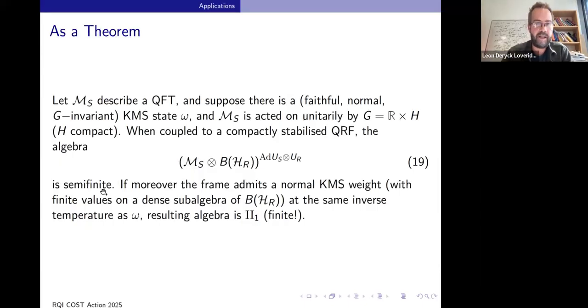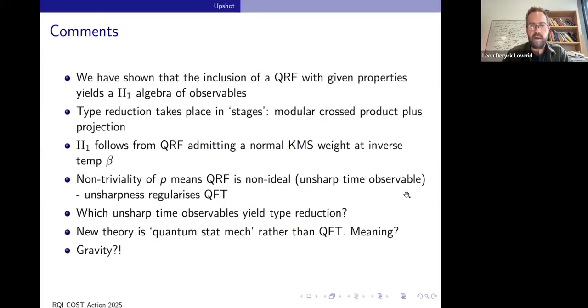is semi-finite, i.e. admits a semi-finite trace. Then if the frame admits a particular KMS weight, so that's a little bit more special, at the same temperature as the quantum field theory, then we get a 2-1 algebra. This algebra is finite. So we've gone from a 3 to a 2, in particular a 2-1.